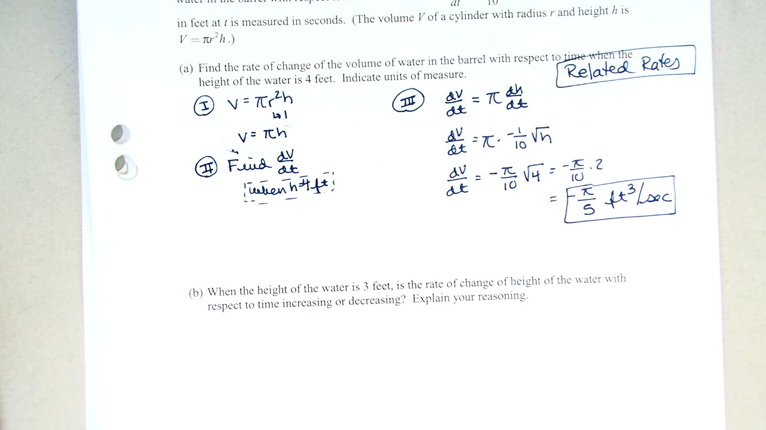When the height of the water is 3 feet, is the rate of change of the height of the water with respect to time increasing or decreasing? Did I just ask you, is the height of the water increasing or decreasing? No, the rate of change. I'm actually asking you about the second derivative. So the height of the water, that's always decreasing. We know that. I'm asking, the rate of change of the height of the water, we know that's some sort of negative number. Is that rate increasing or decreasing?